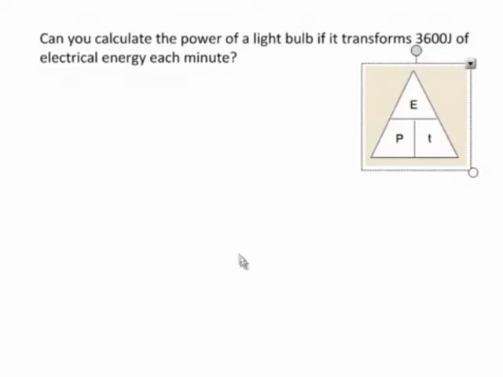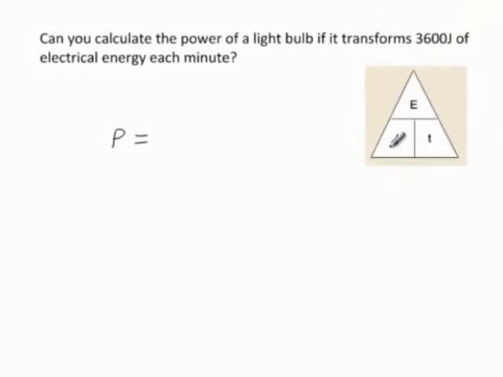Okay, here's a question we can have a go at. Can you calculate the power of a light bulb if it transforms 3,600 joules of electrical energy each minute? Well, I need to calculate power. I need P equals, well, I can look at my triangle, cover up the P, and I've got E, energy, over T, time. So P equals energy over time.